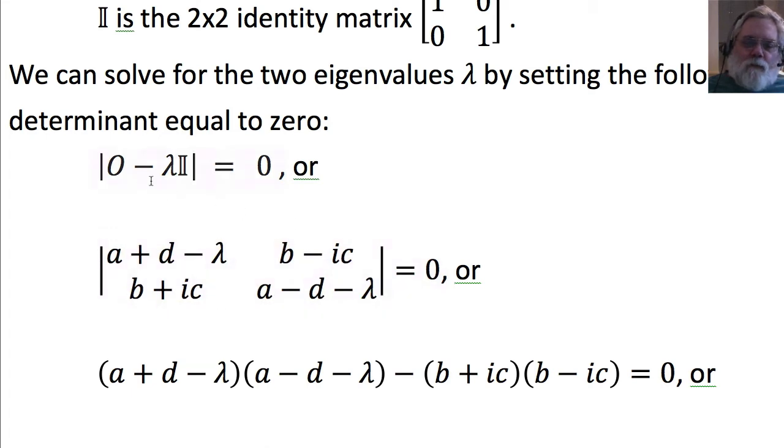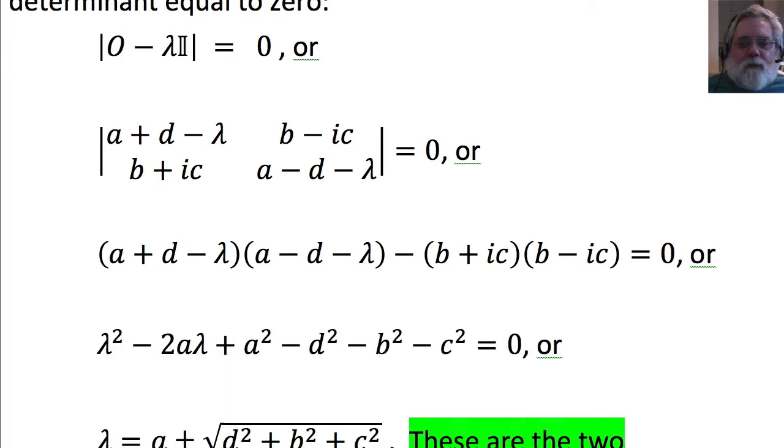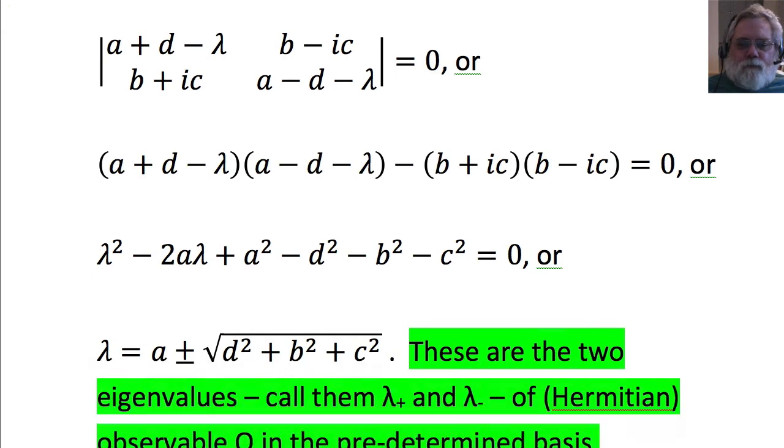But we have to do minus lambda I, which means we need a minus lambda on the 1, 1 element and a minus lambda on the 2, 2 element. And we take the determinant of that. Now, you might not know what a determinant is. Don't worry about it. A determinant is when you take this element times this minus this element times that. We get this equation. You could check it if you want, or you can just trust me.